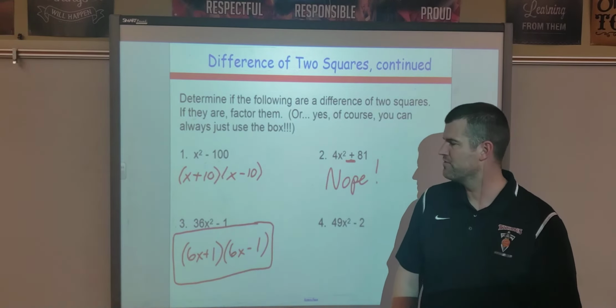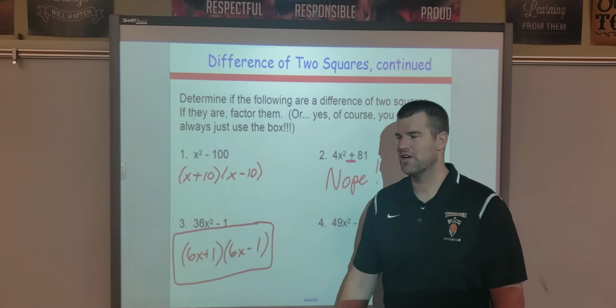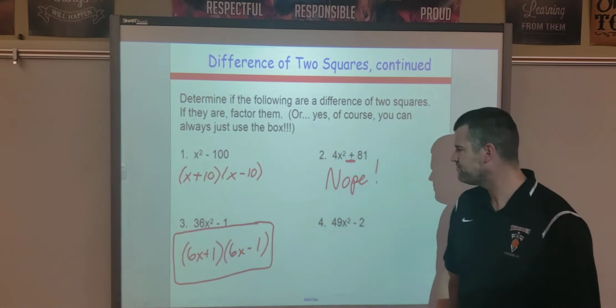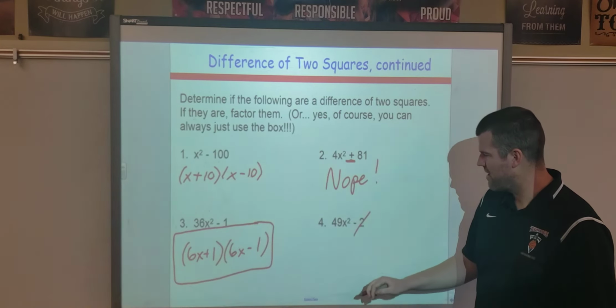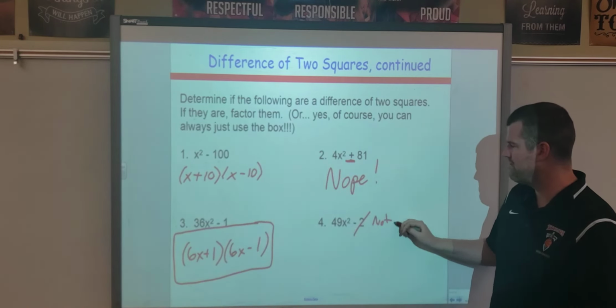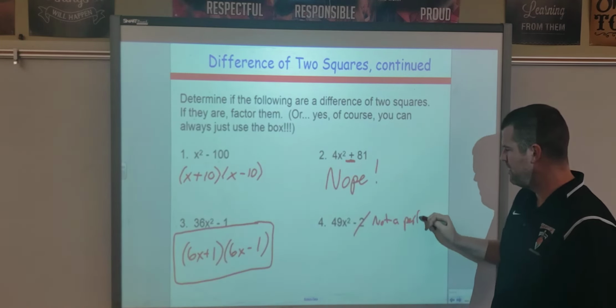If you recognize the difference of two squares, you can do the shortcut. This last one, it's got a difference. That's good. Square root of 49x squared is 7x. But what's the square root of 2? That is not a perfect square. Not a perfect square. Therefore, nope. We are not going to use the shortcut for that problem because it is not a difference of two perfect squares.